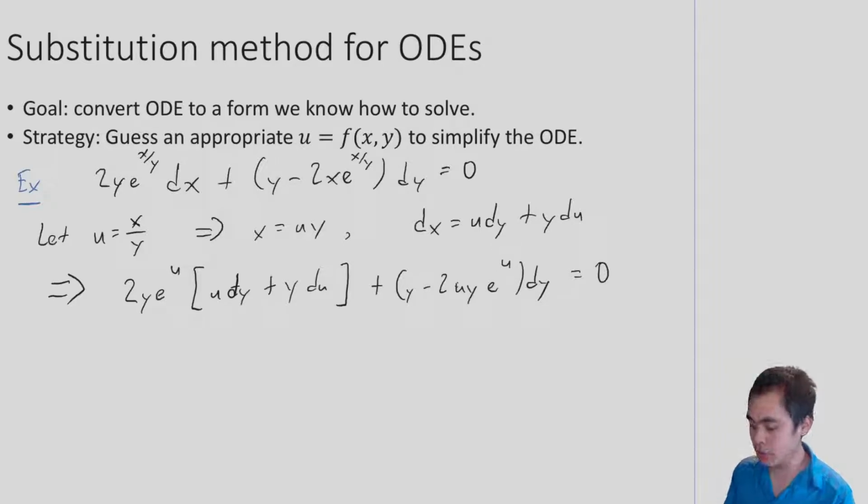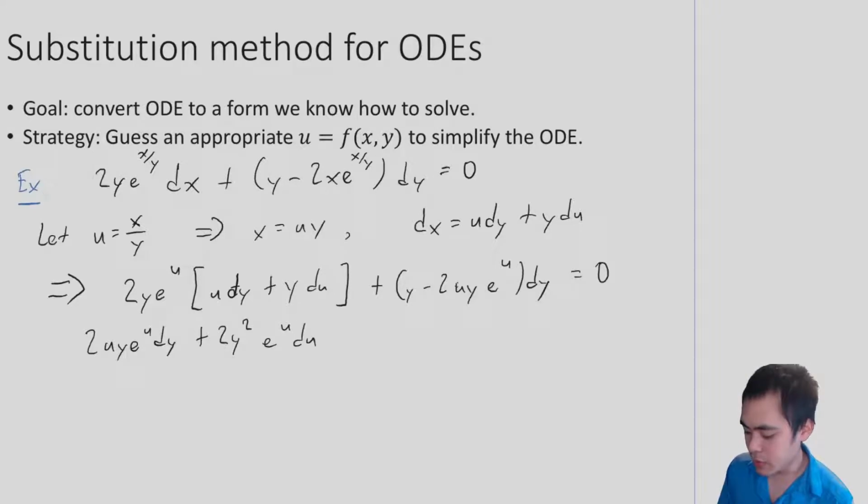Then the next thing we do is simplify it out. With this particular simplification, we get 2uy e to the u dy plus 2y squared e to the u du plus y dy minus 2uy e to the u dy is equal to 0. These terms cancel out.